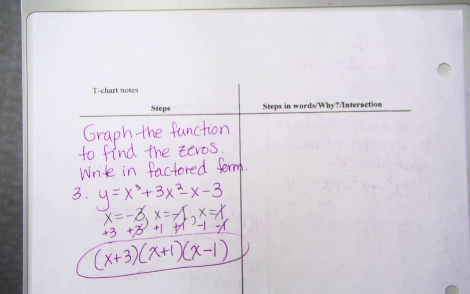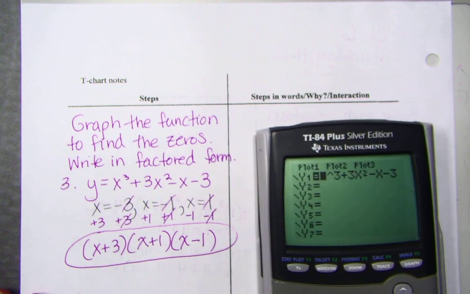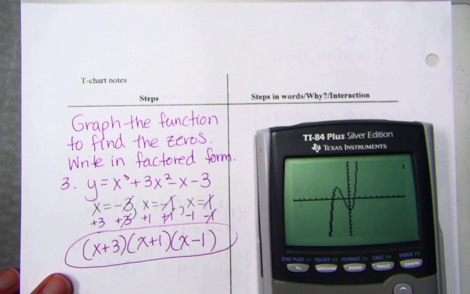Okay. Remember, a cool way to check these would be to go into your y sub 2 and type that in. All right. Remember how we can do a thick line? So I'm going to go over to the left of y sub 2 and hit enter once. And I know I'm right if it graphs right over top of the other one. And sure enough, it does. So I know that I'm right.